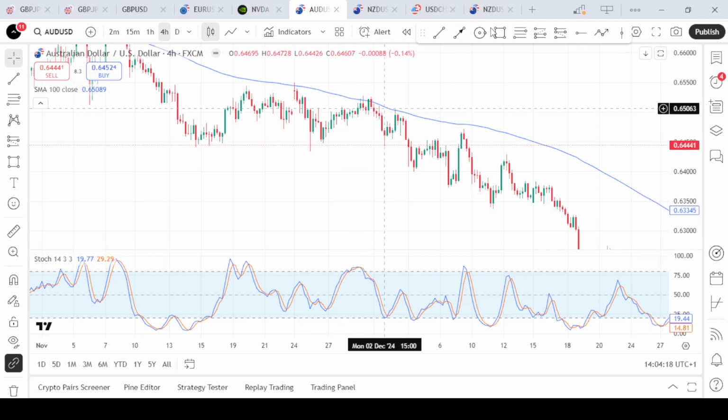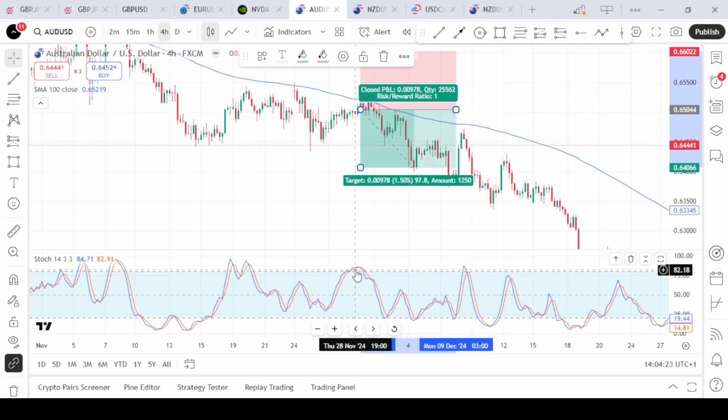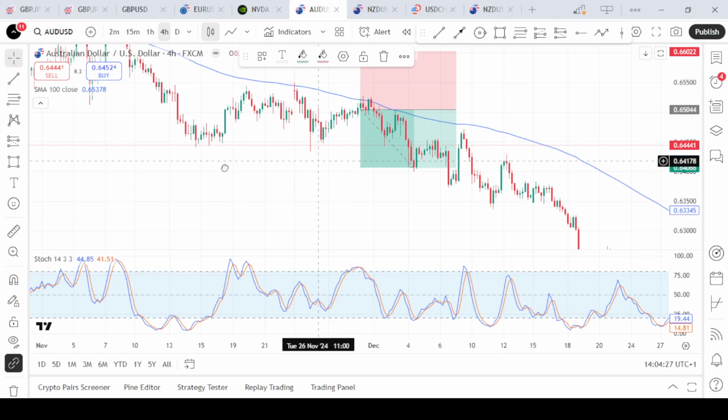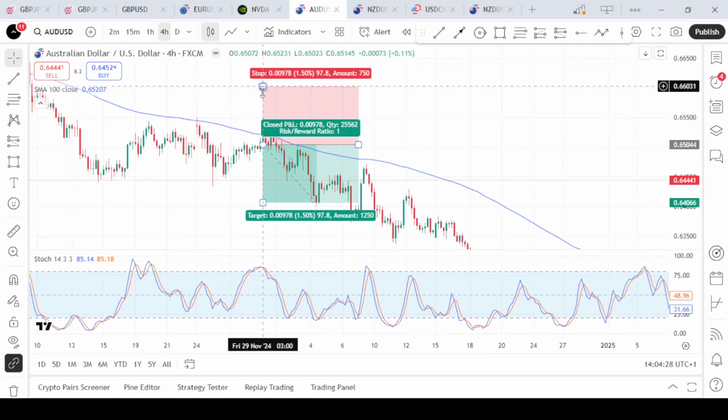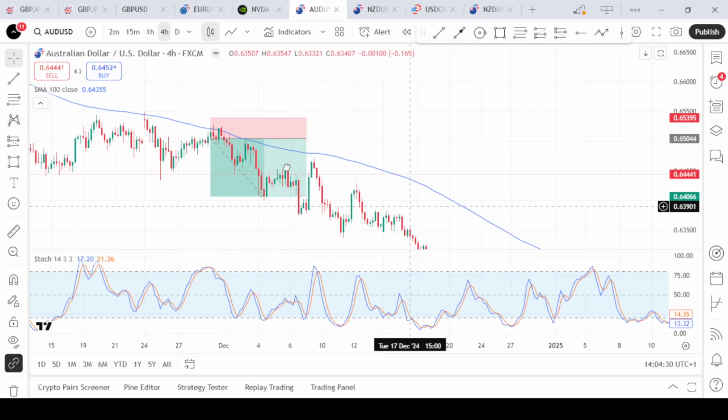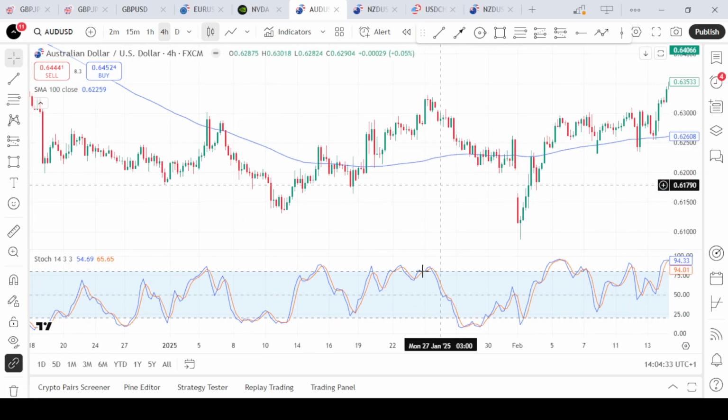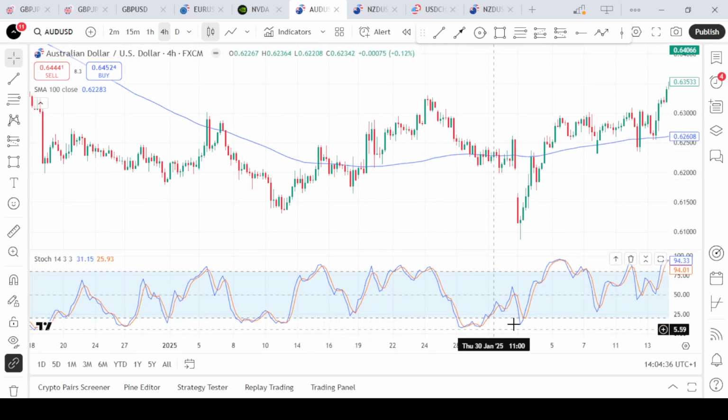So you are looking for selling opportunities at this area where the stochastic oscillator is in the above 80 region. While for a buying trade, you would have to look for your signals to happen in an oversold region. When price is below 20, this is a good indication for you to look for a buying trade to the upside.